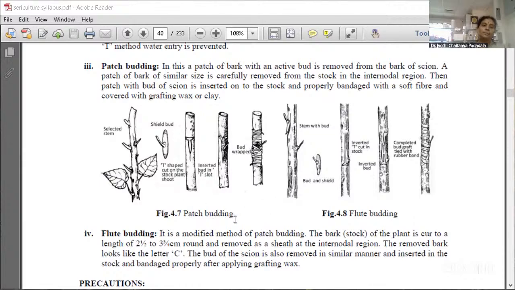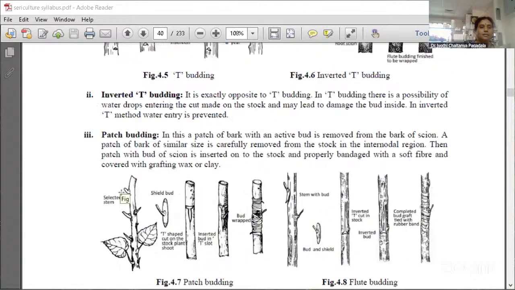Here you can see the patch budding, the selected stem and a shield bud, making the T-shaped cut on the stalk plant and inserted bud in the T slot, and the bud is wrapped with the help of soft fiber and covered with grafting wax or clay.